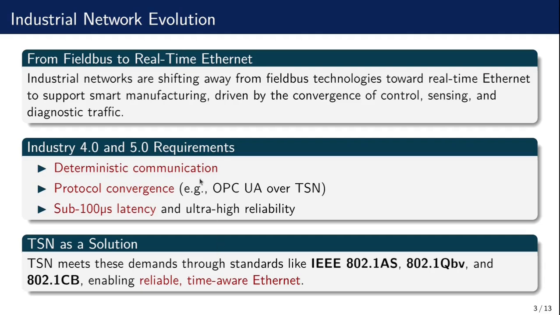Industrial networks are evolving from field bus systems toward real-time Ethernet driven by the convergence of control, sensing, and diagnostic traffic. This transformation is essential to meet the goals of Industry 4.0 and 5.0, including deterministic communication, protocol convergence, and ultra-low latency and reliability. Time-sensitive networking, or TSN, offers the tools to achieve these goals through standards such as IEEE 802.1AS, Qbv, or CB that enable reliable and predictable Ethernet-based communication.